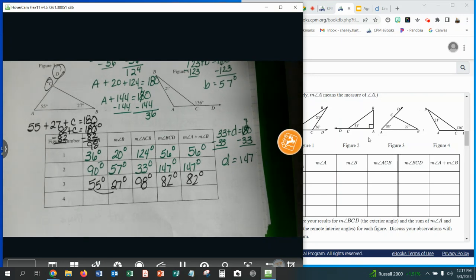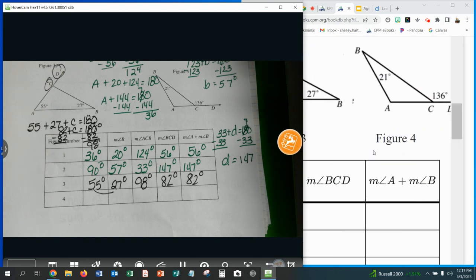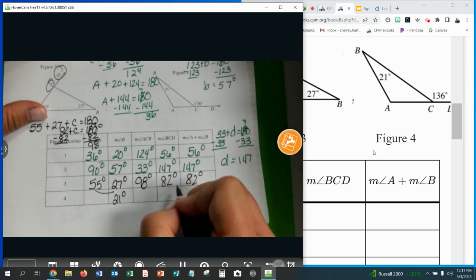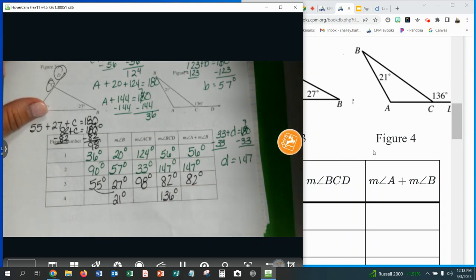All right, let's take a look at the last figure on this one. We've got 21 degrees and 136 degrees on the D. So B is 21 degrees and D is 136. What are we going to do to find all the missing angles? I'm looking for somebody else. Randy. Good morning, Randy. What am I going to do to find A and C?